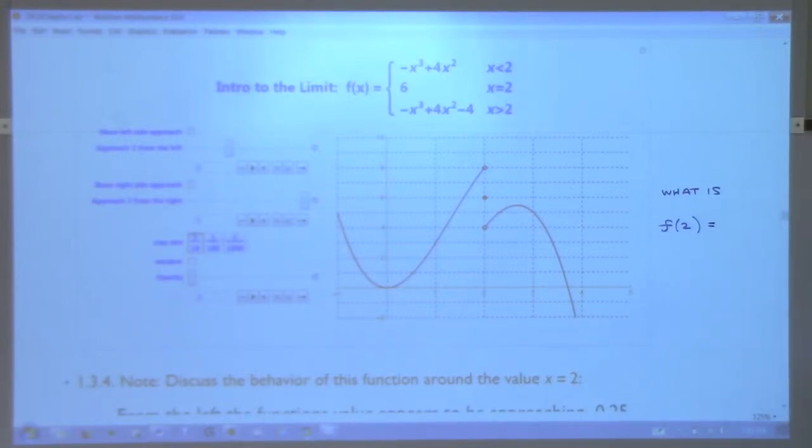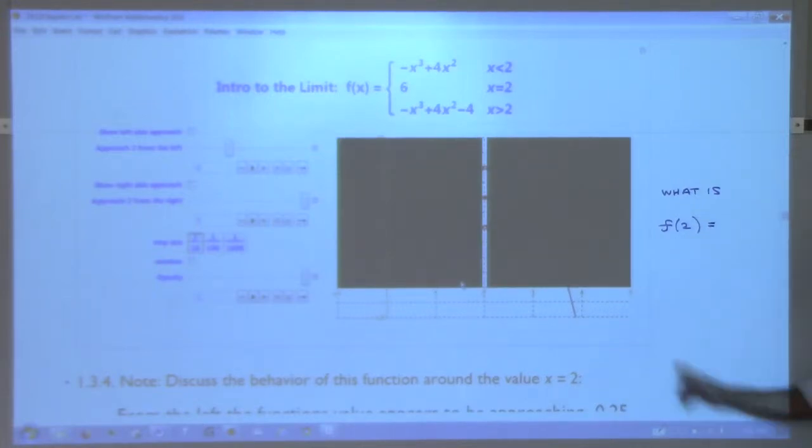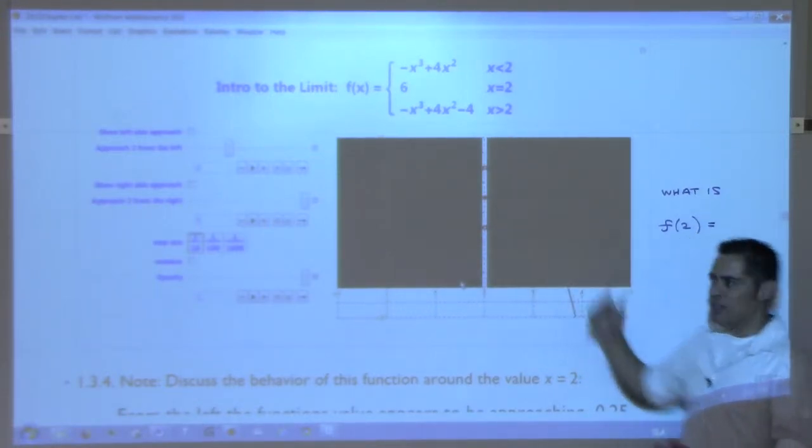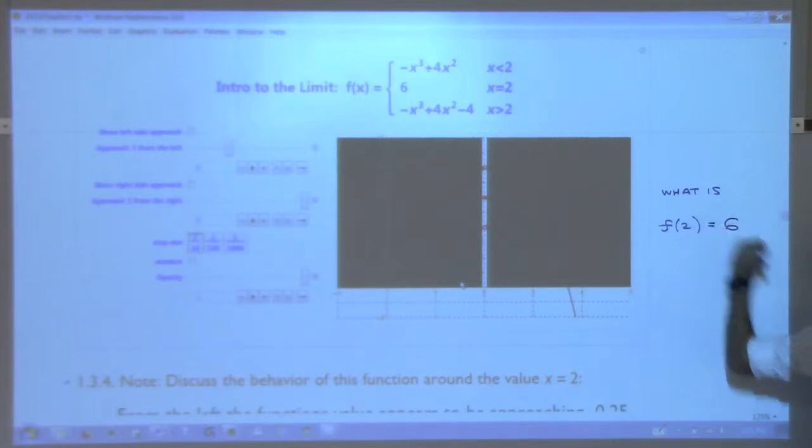Everyone agree with that? So I just asked Heidi a college algebra question. I asked her to basically ignore everything else and tell me where the dot was at 2. And she said 6, and that is correct.